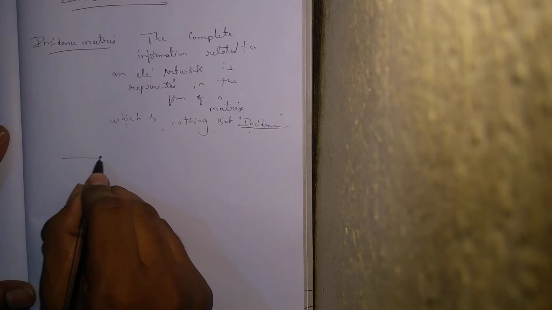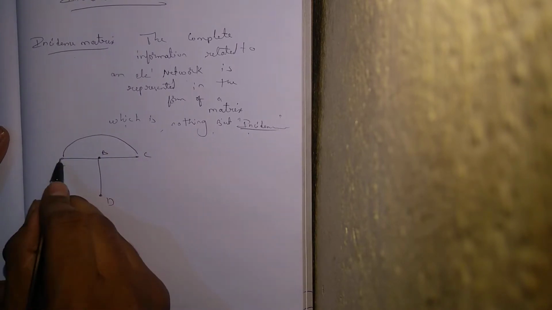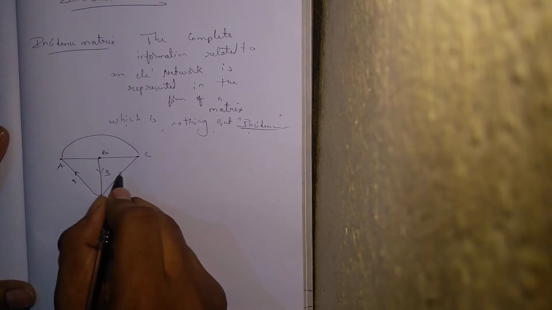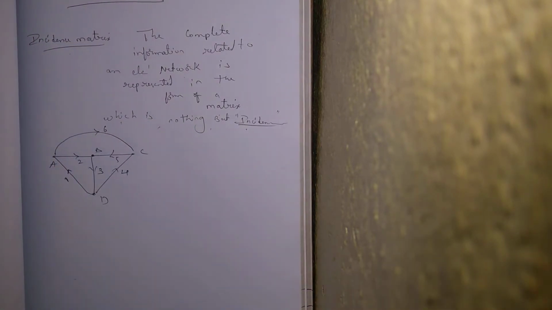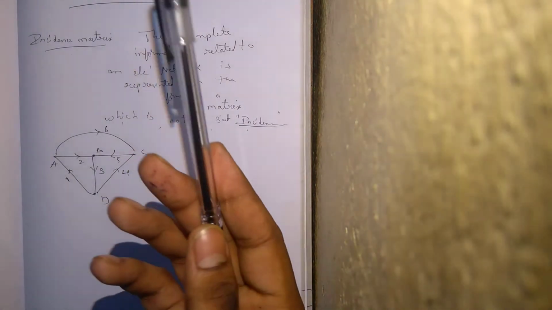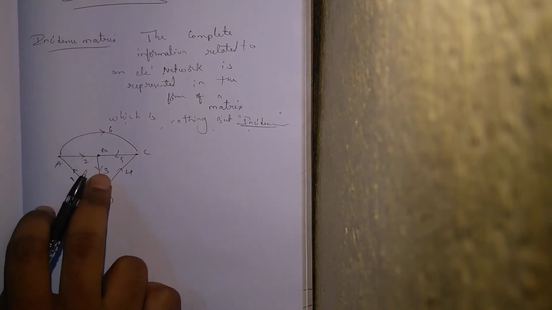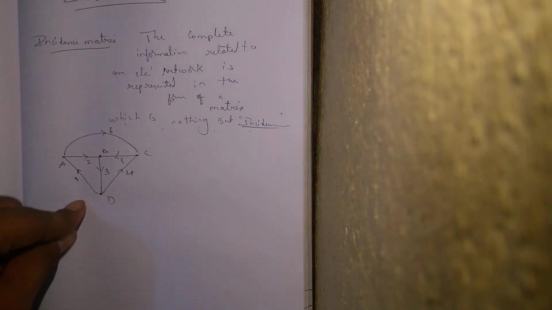I'm considering the same example. This is A, this is B, this is C, this is D. This is my equivalent graph for some network. I'm mentioning current directions and naming the branches. So this is 4, this is 5, this is 2, and this will be my 6th. So we have converted the network. He has given some network, and that network's equivalent graph is this one. It is an equivalent oriented graph, because directions are mentioned here.